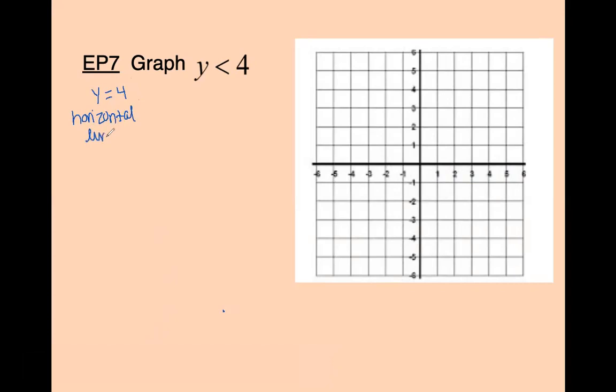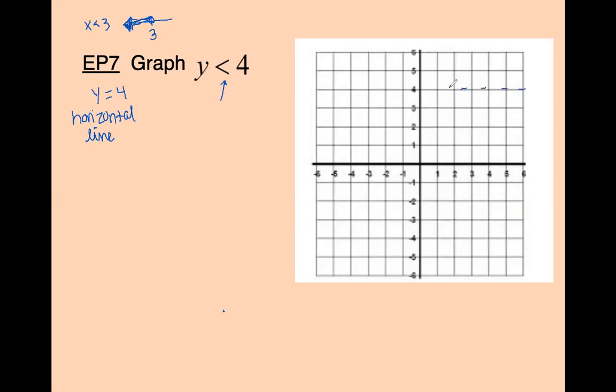If you remember back when we were graphing things on number lines, if we had something like x is less than 3, we would have an open circle at 3, and then we would shade things to the left in this case because it's less than, right? It's the same idea with these, except that now we're in the coordinate plane. So I know this needs to be a horizontal line, but since this is strictly less than, I'm going to draw my horizontal line as a dotted line.